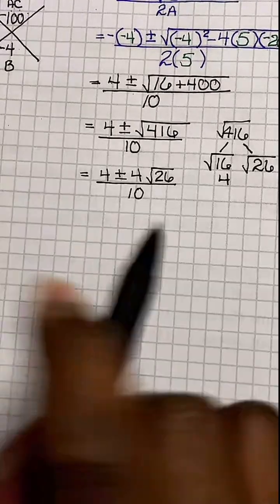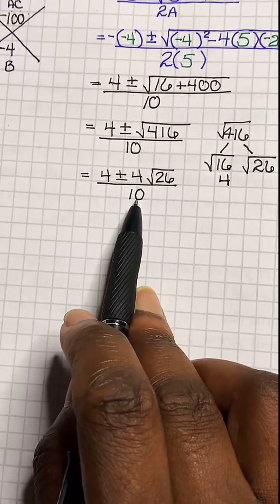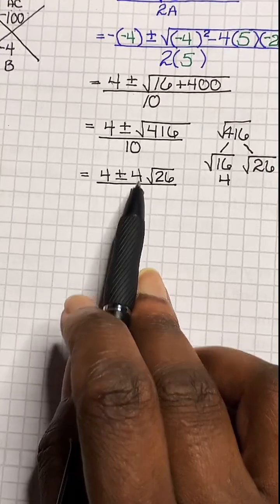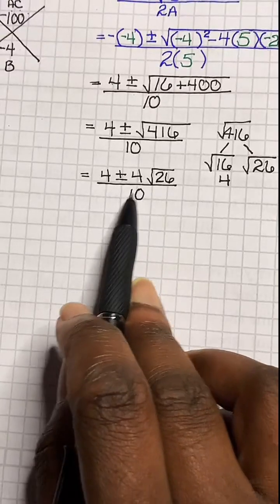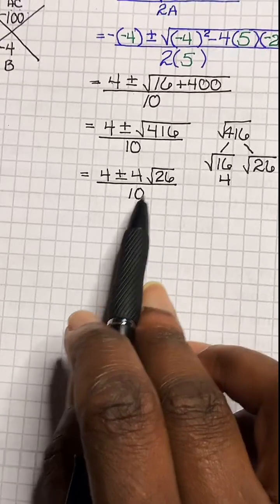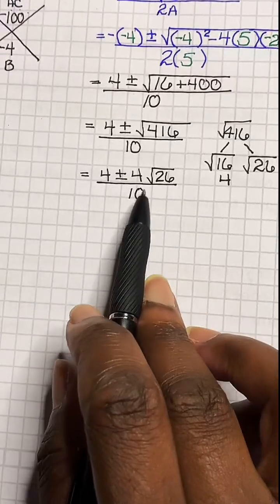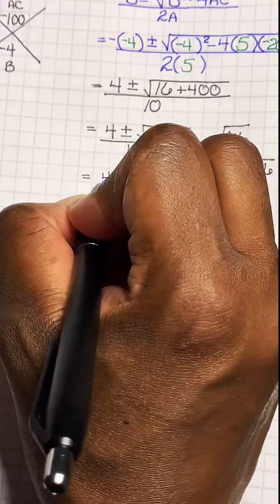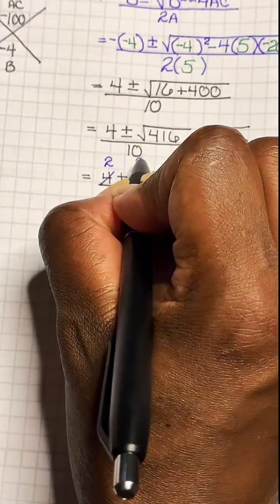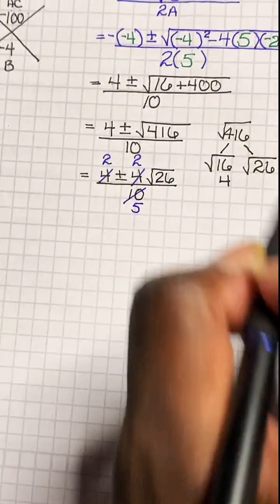So what happens? I'm taking a look at the whole numbers: 4, 4, and 10. They all have 2 in common. It can't be 4 because I can't break down 10 evenly with 4. So since all 3 spots have 2 in common, I'm going to reduce it. 4 divided by 2 gives me 2. Same with this 2. And 10 divided by 2 gives me my 5.